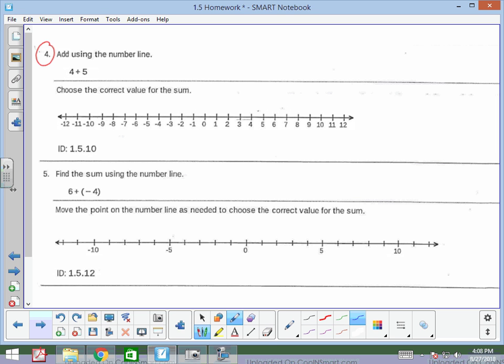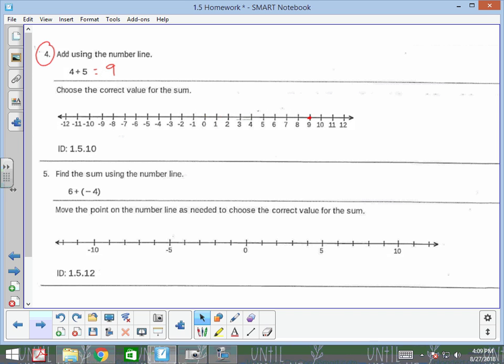All right, number 4. Now this problem says add using the number line. Again, you can add 4 plus 5 together, and that is 9. But on the Math Excel program, you're going to need to move the dot, and the dot, I believe, will start at 0. Let me see if I can make this work. I'll make this a big dot here, and then you're going to move the dot to 9. Okay, so that's how that will work on the Math Excel program. But right now, I'll just write the answer until we get there.